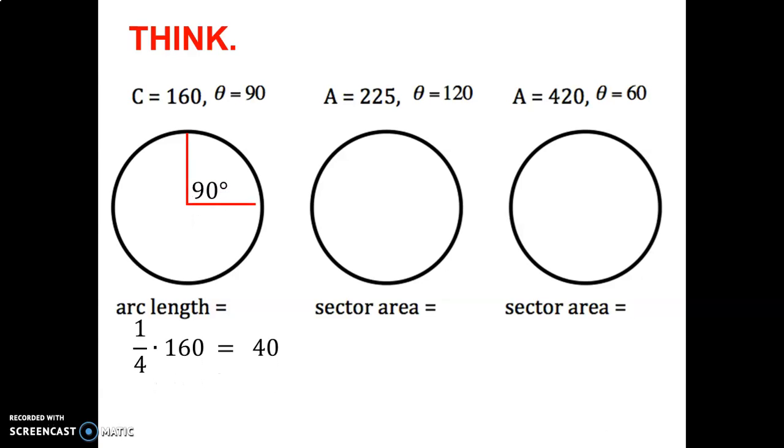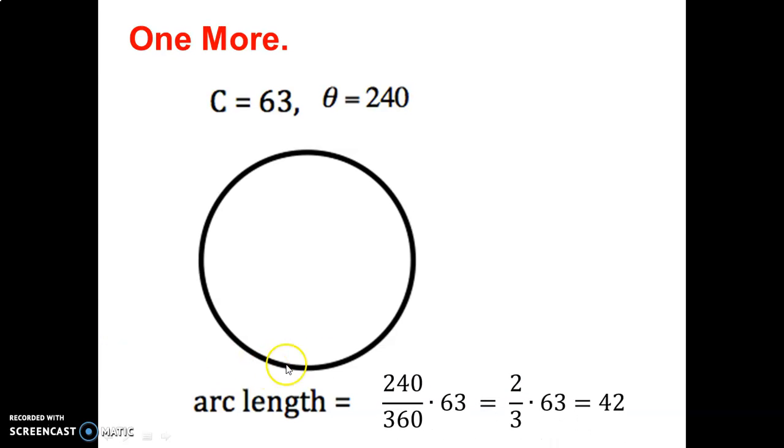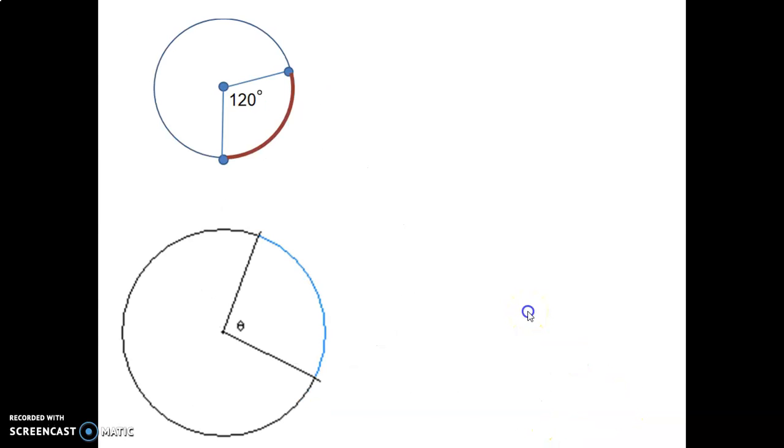That one was 1/4 of 160. This one was 1/3 of 225, or 1/3 of the way around the circle. And 60 degrees is 1/6, so 1/6 of 420 equals that. This one, and check your work here. We have 240 over 360, which is 2/3 of 63. 42 is our portion if we have that arc.